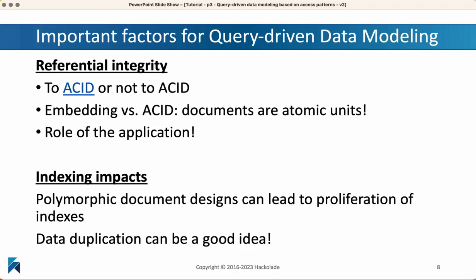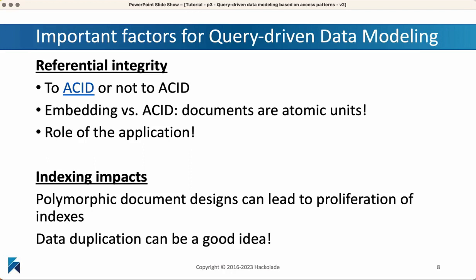And also, never underestimate the role of the application. It's not just the database that has to be adhering to transaction management concepts, right? The application has a potential role there as well, right? And the application might decide, okay, I need to do some retries or some rollbacks or whatever it is.